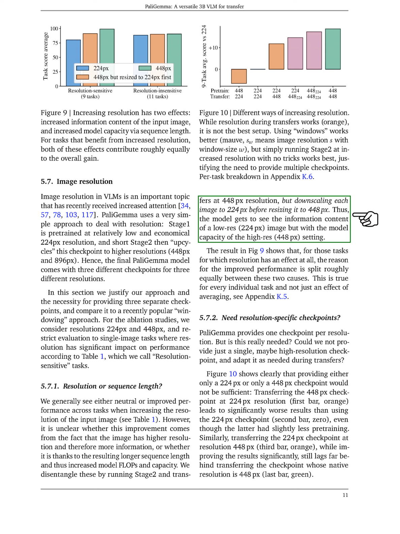PaliGemma provides resolution-specific checkpoints for each resolution, which proves crucial for performance. Transferring checkpoints across resolutions leads to significantly worse results, highlighting the importance of separate resolution-specific checkpoints unless flexible resolution modeling techniques are employed. Another method to enhance input resolution is by windowing the models, where the image is divided into sections and processed separately before concatenating the results.